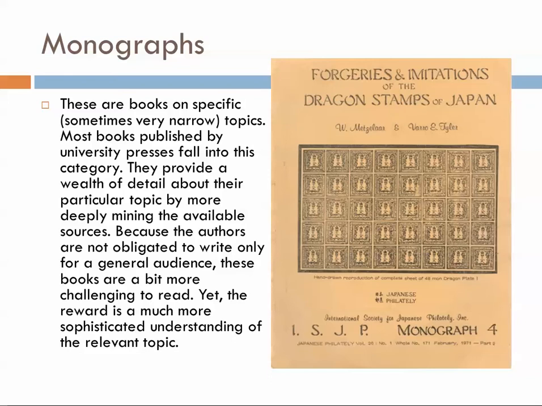And I've given an example here on the right-hand side of the slide of a monograph, something published in a monograph series quite a while ago, 1971, Forgeries and Imitations of the Dragon Stamps of Japan. That's pretty specific, but it's still an extended study of a particular topic.